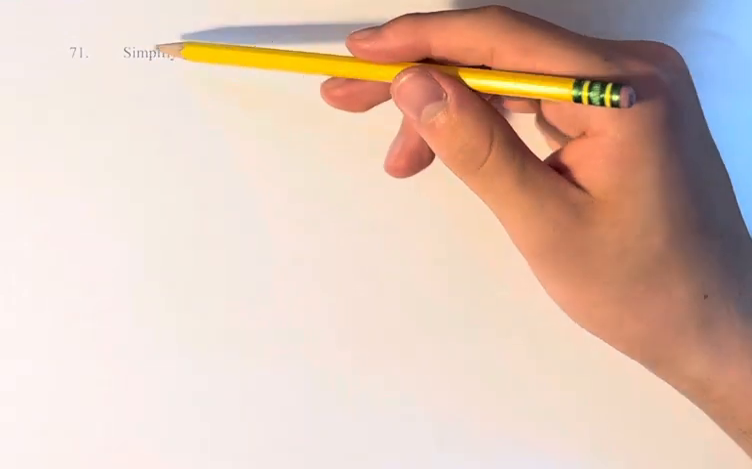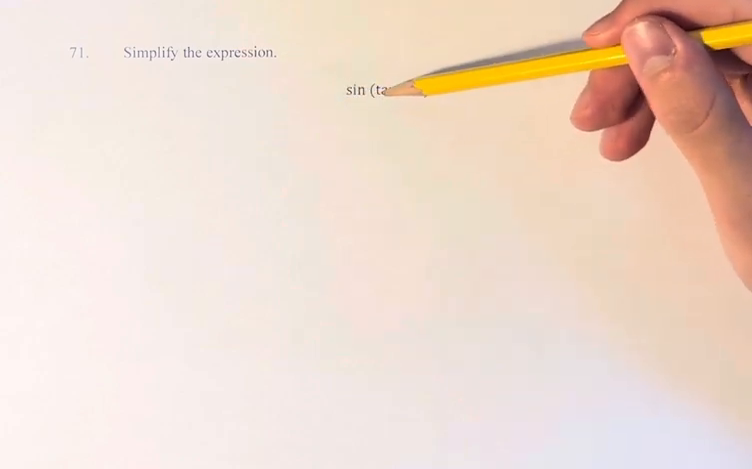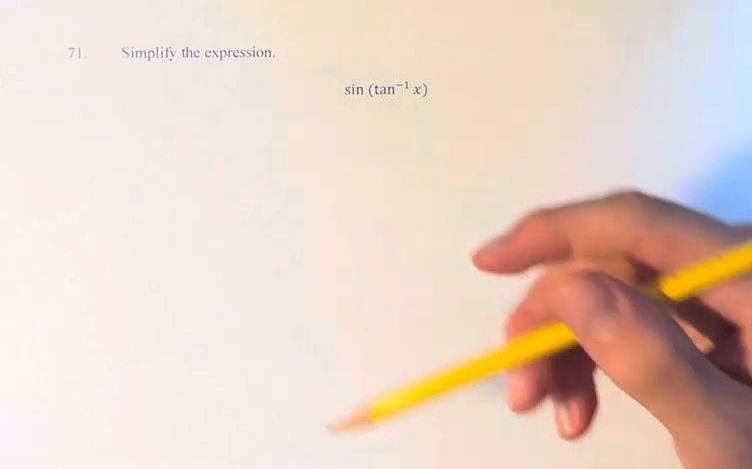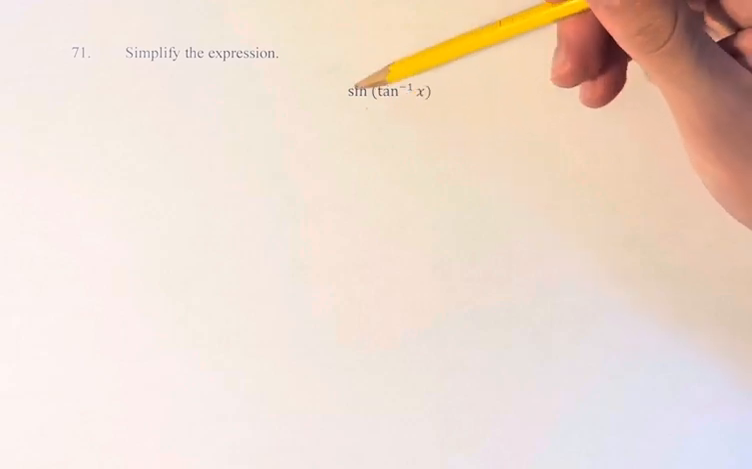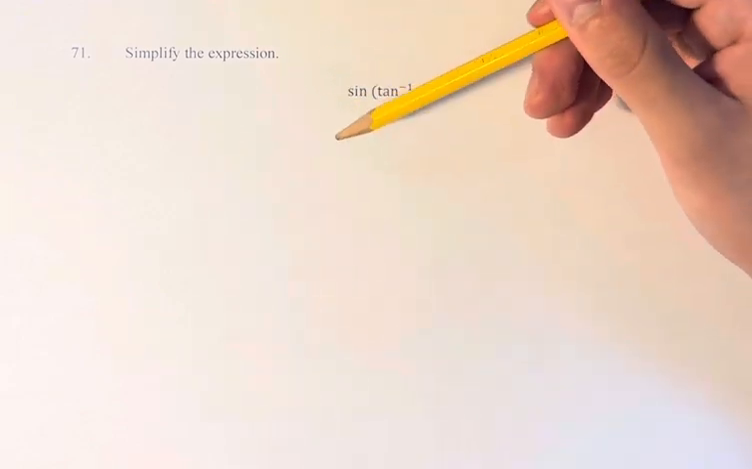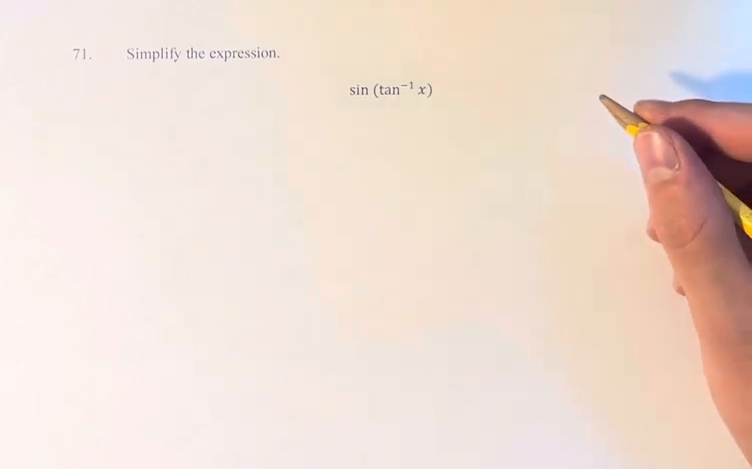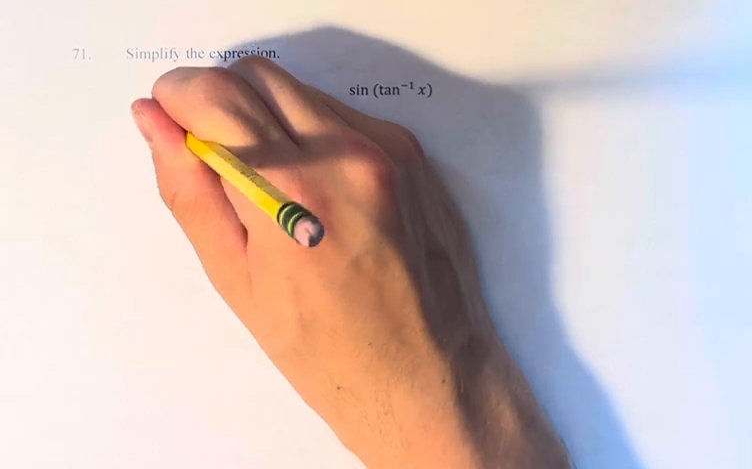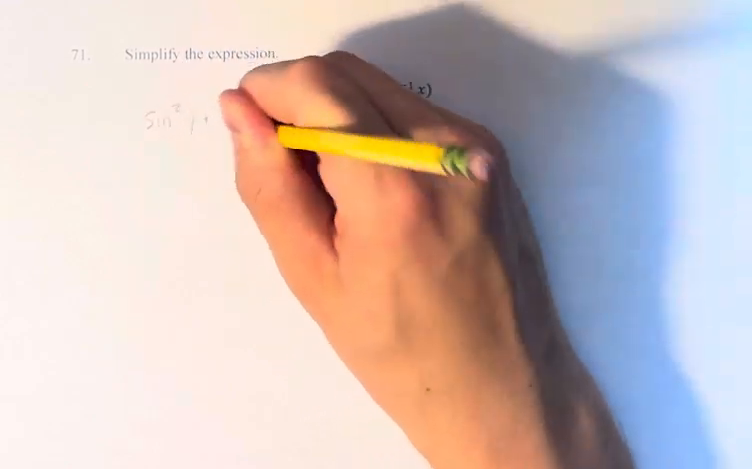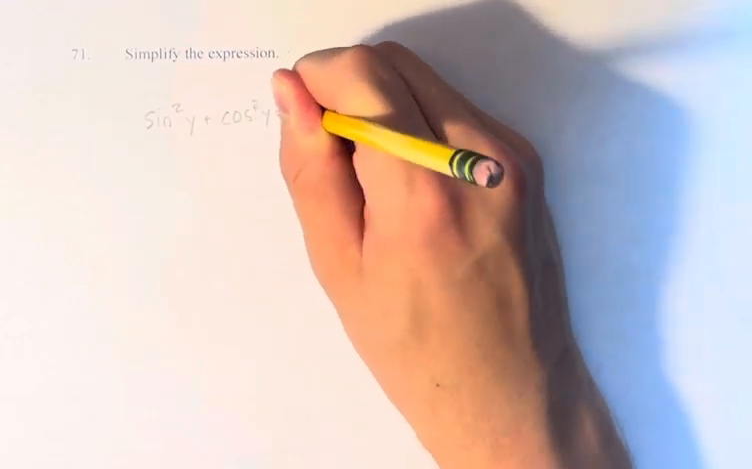In this problem, we're asked to simplify the expression sine of the inverse tangent of x. So there might not be a super clear way to solve this right off the bat, but what we can use is a seemingly unrelated trigonometric identity, which states that sine squared plus cosine squared equals 1.